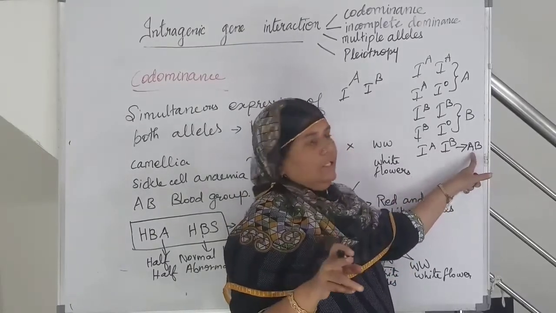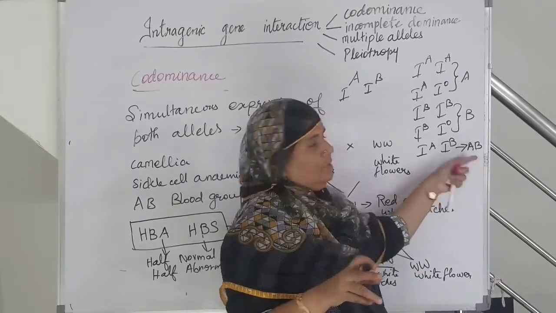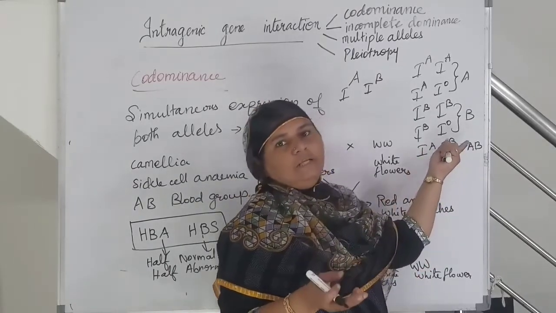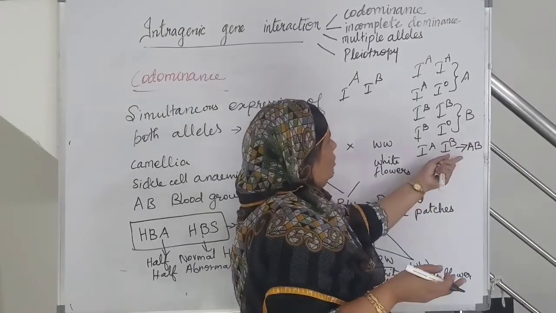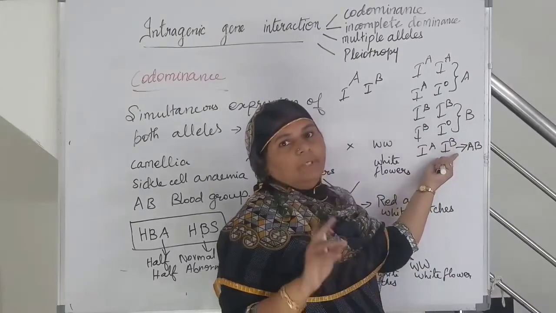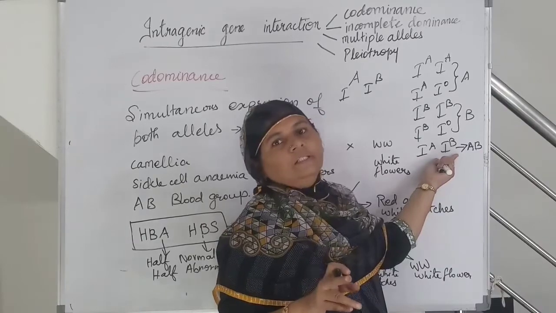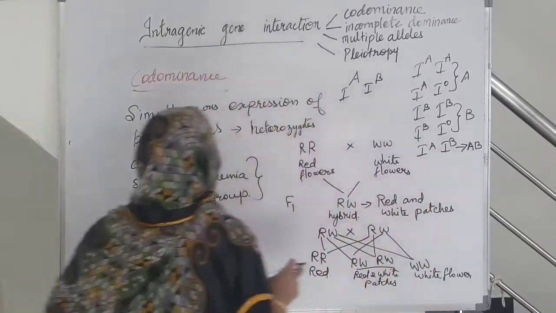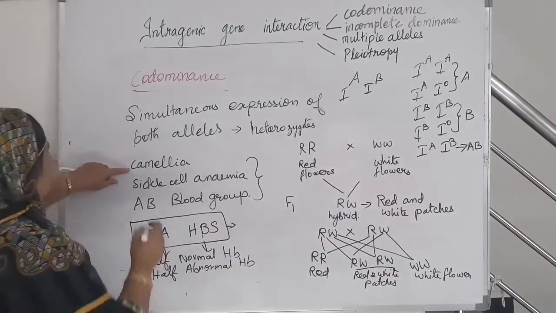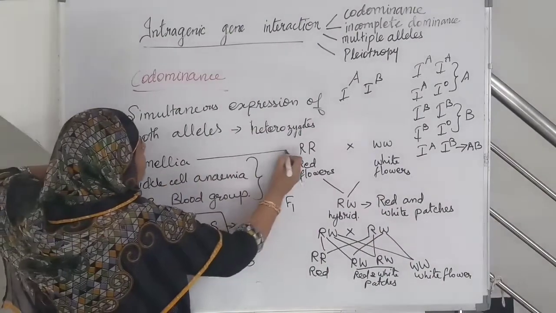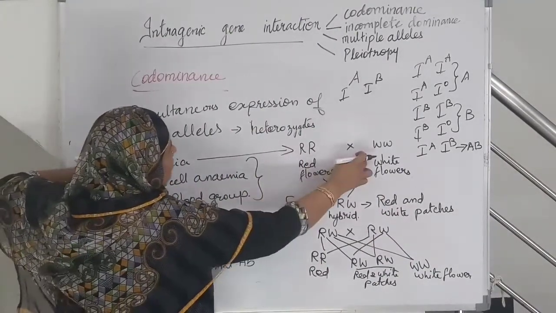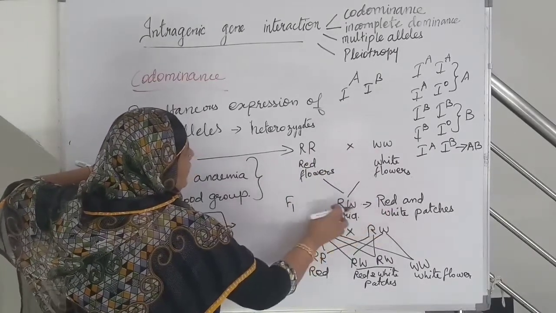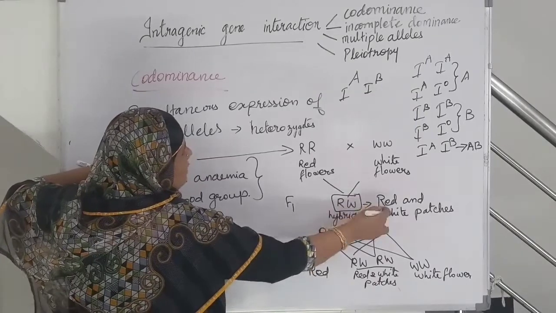That is why it is called codominance. Both are dominant. A is also dominant and B is also dominant. Both the characters are being expressed here. So the AB blood group is the best example for codominance. So, three examples I have given. One is the camellia plant, which I explained here: red flowers, white flowers, and hybrid with red and white patches, because both the characters are expressed here.